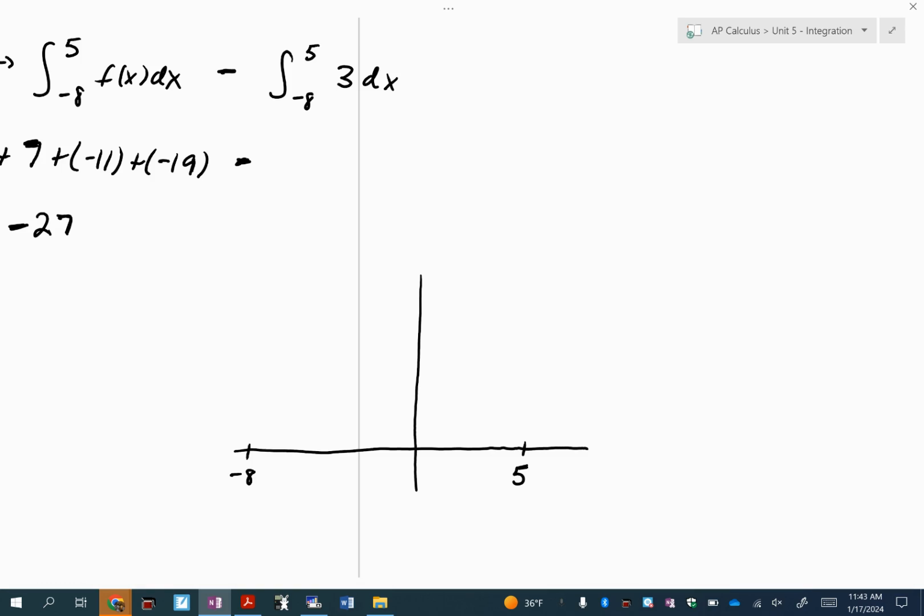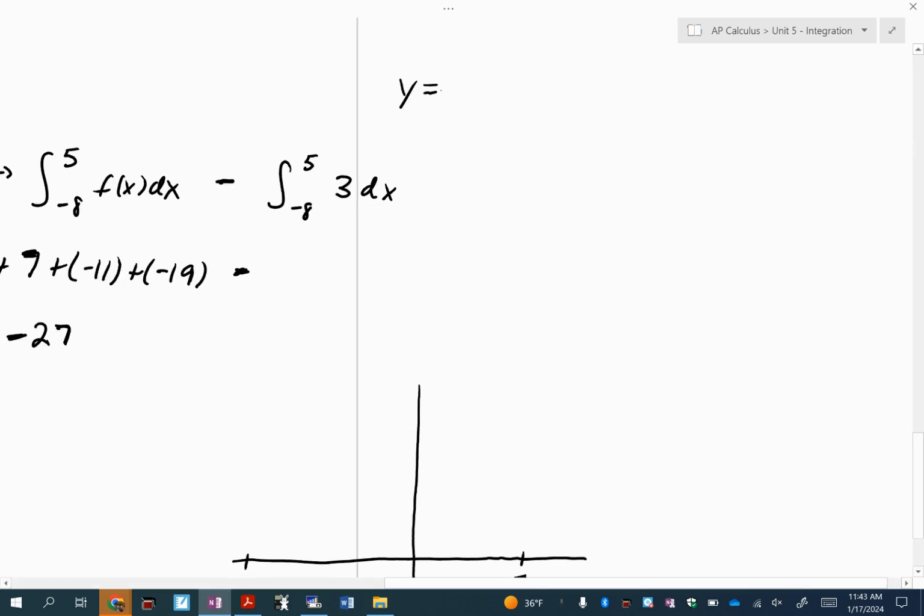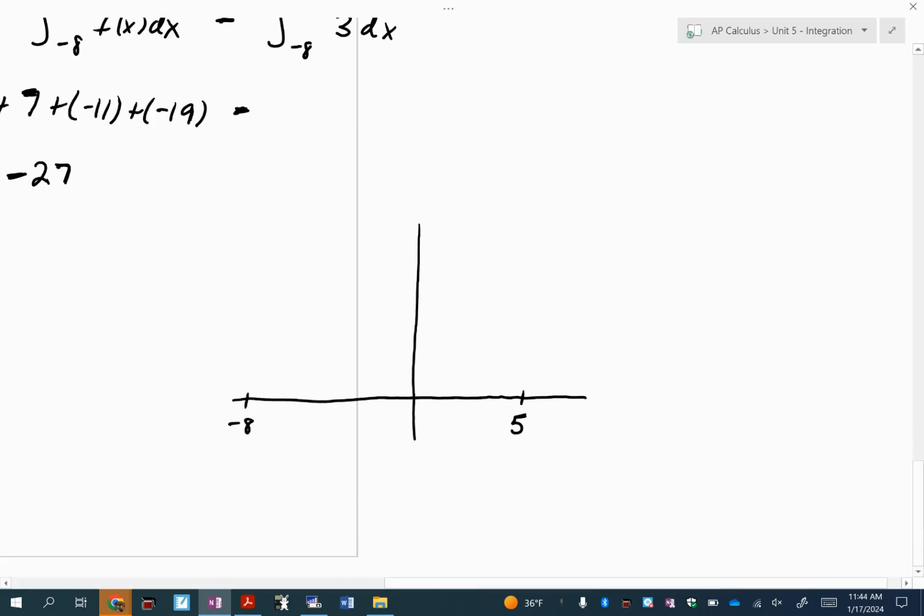Do you remember when you guys were in algebra, what this looks like when you graph y equals 3? There you go. I want that word. It is a horizontal line. You did it. It's a horizontal line at y equals 3. So it'd be like this. If this is y equals 3.